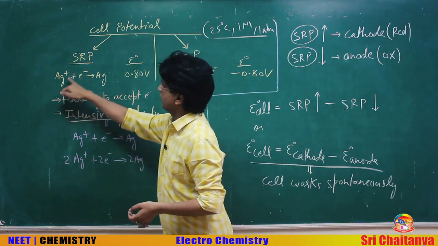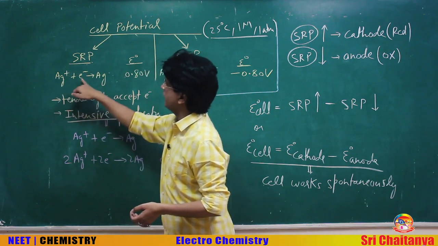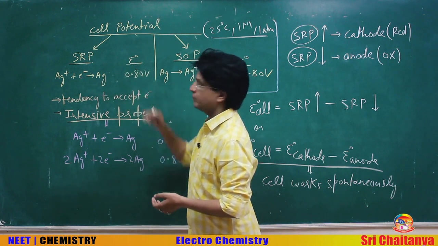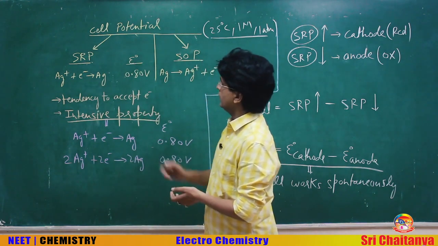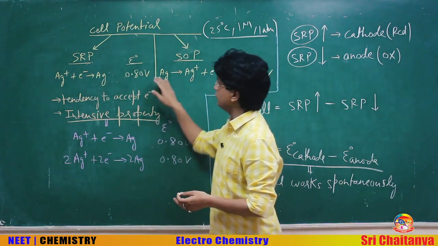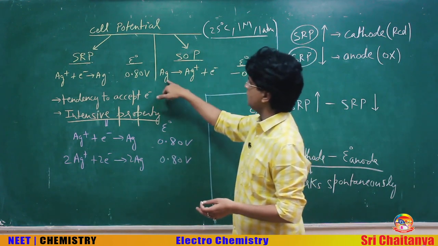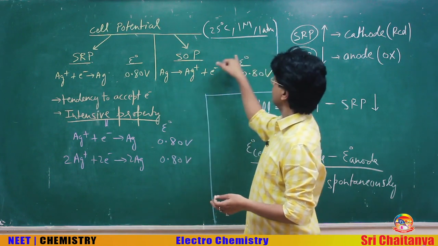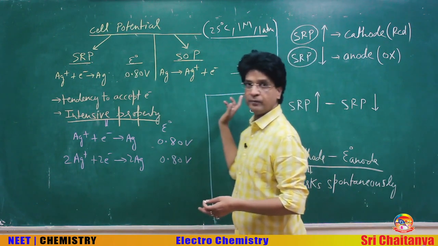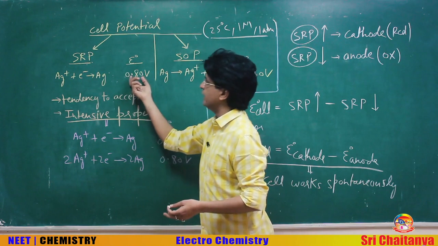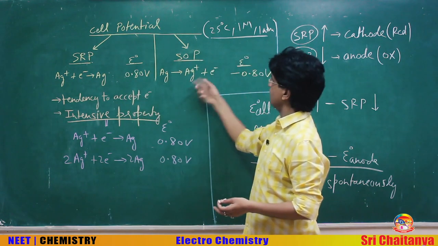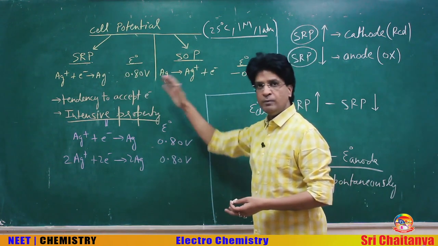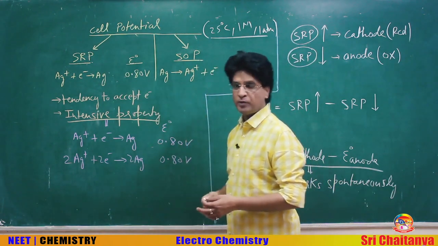Now see, here we have a typical reaction. Ag+ accepts electrons to give you Ag, and the cell potential is 0.80 volt. If we go for SOP, SOP will be the tendency to donate electrons, Ag giving you electrons and getting oxidized itself, and the cell potential will be the negative of SRP. So if it is a reduction, the value is X. If it is an oxidation, the value will be minus X. So the relationship between SRP and SOP is just that the value will be the same, but the sign will be opposite.